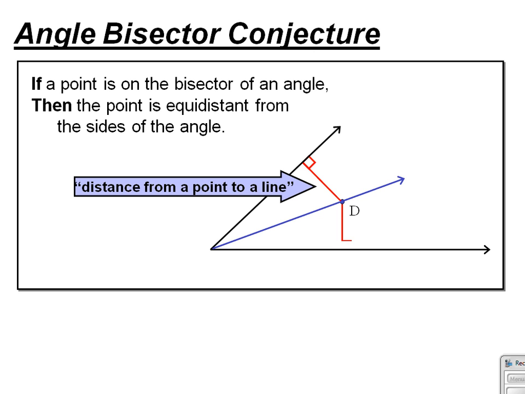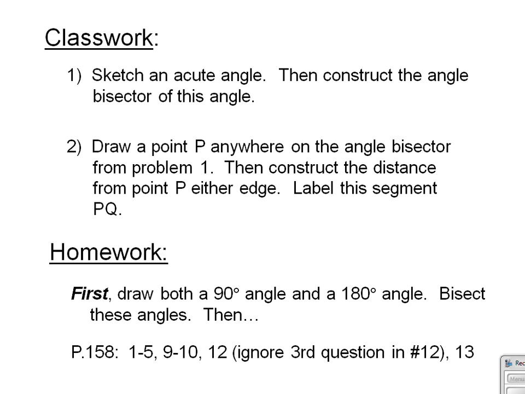So, therefore, these 2 perpendiculars from the point to each side must be congruent. And that's true for any point along the angle bisector. Thus concludes today's lesson.